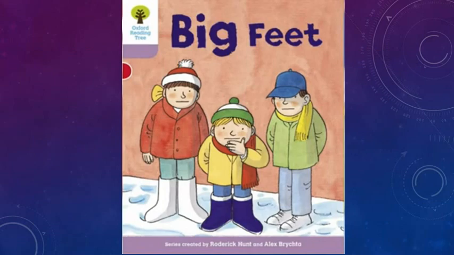On the left side there is a girl named Biff. In the middle there is a boy named Kipper. And on the right side there is a boy named Chip. They all are looking at the big footprints on the ground with surprise.